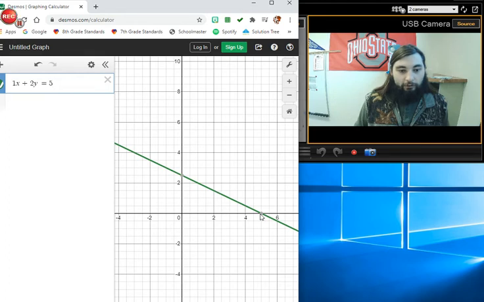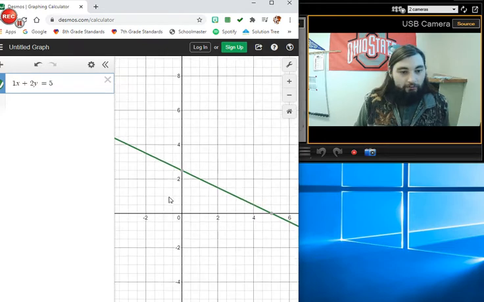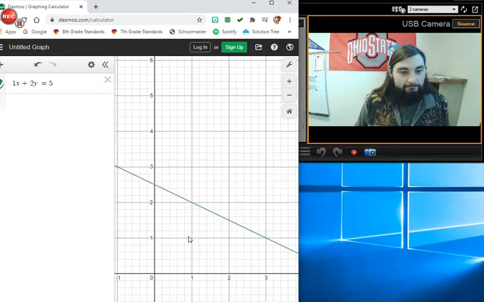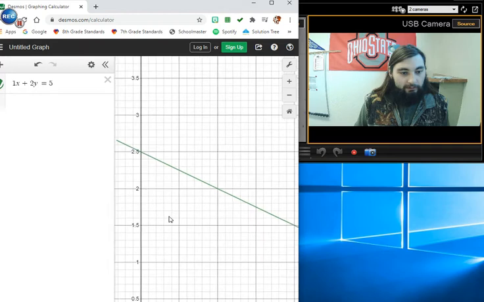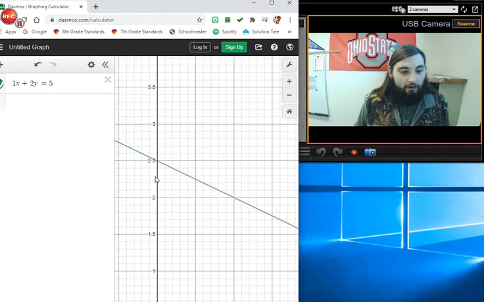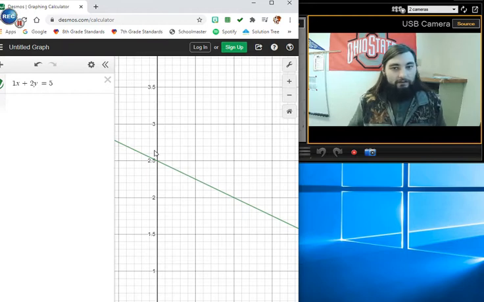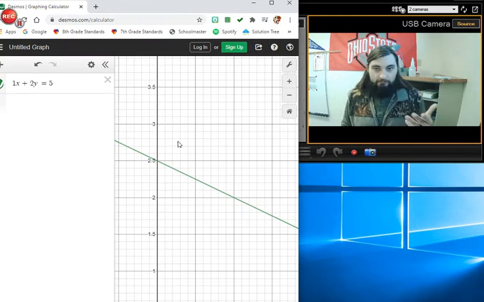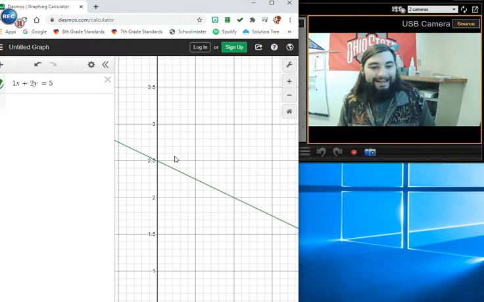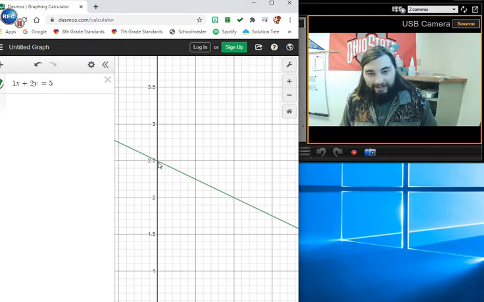Okay, so we have several different points that meet here, and we're just going to look at a couple of them. So let me zoom in and zoom in a little bit more. And so we see that it crosses this vertical line right here. This is the y-axis. It's important for us to remember and recognize what that is. We can see that this line crosses that y-axis at 2.5.